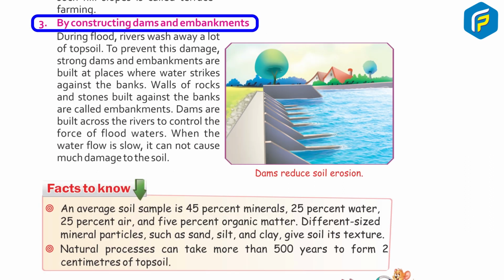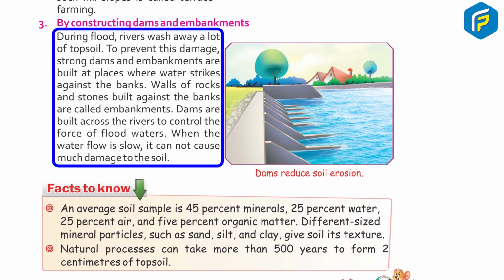3. By constructing dams and embankments. During floods, rivers wash away a lot of topsoil. To prevent this damage, strong dams and embankments are built at places where water strikes against the bank. Walls of rock and stones built against the banks are called embankments. Dams are built across the rivers to control the force of flood waters. When the water flows slowly, it cannot cause much damage to the soil.